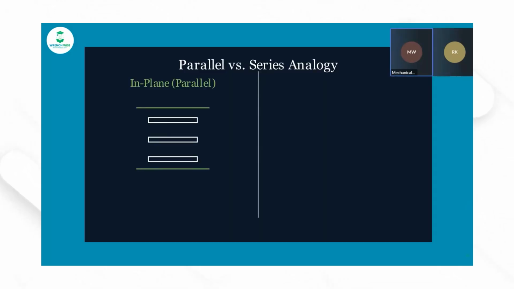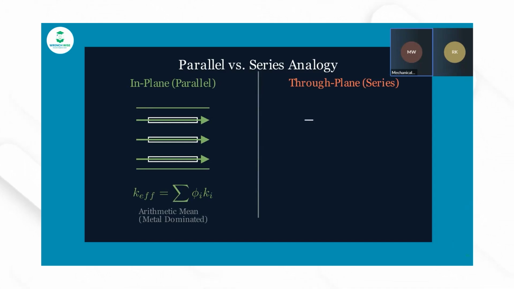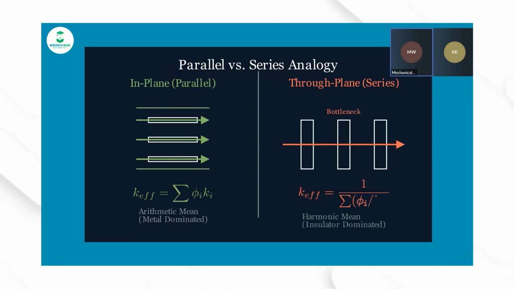So in plane, we see the effective thermal conductivity through this formula. In normal, the through plane, this is the series, and the K effective is given by this particular formula.